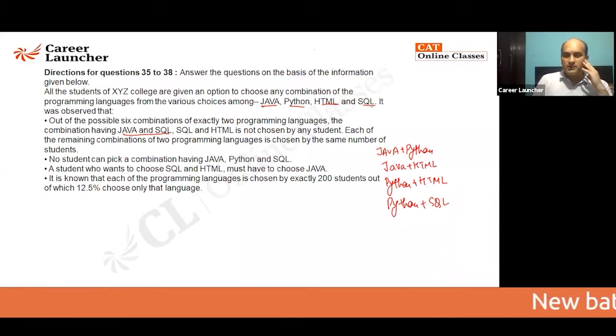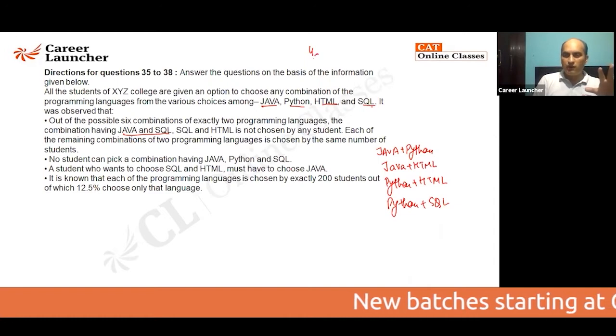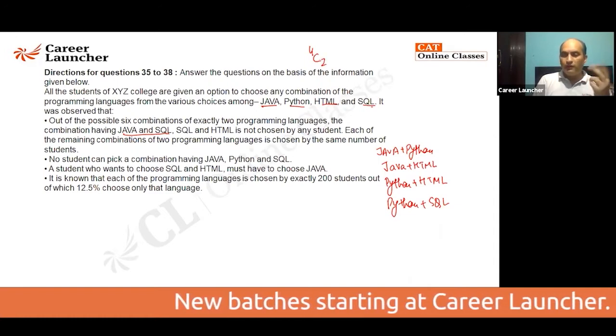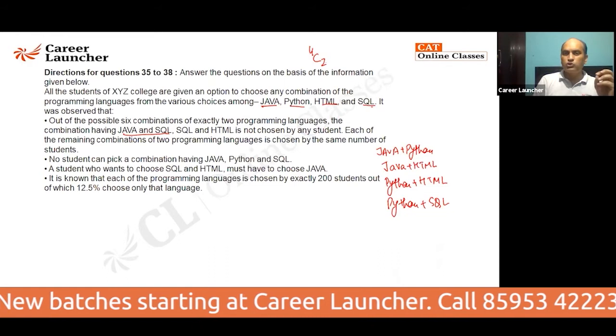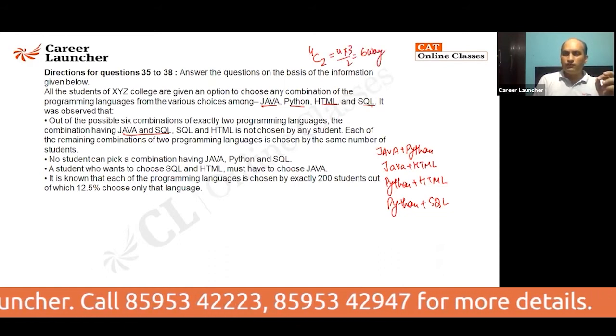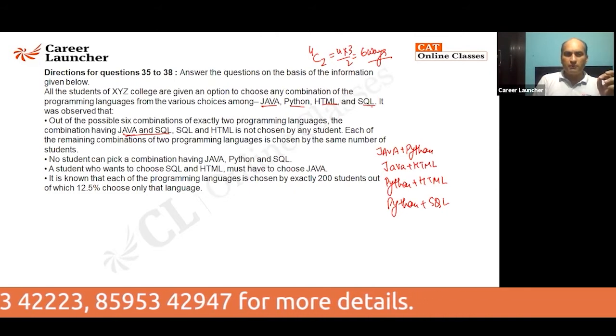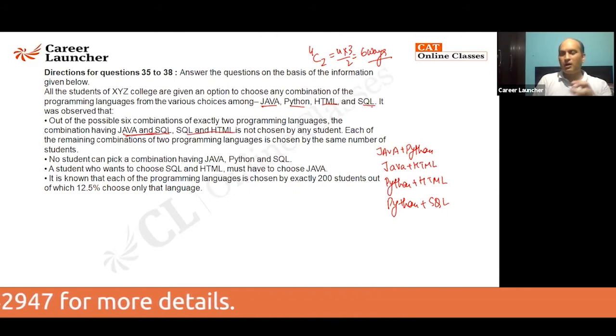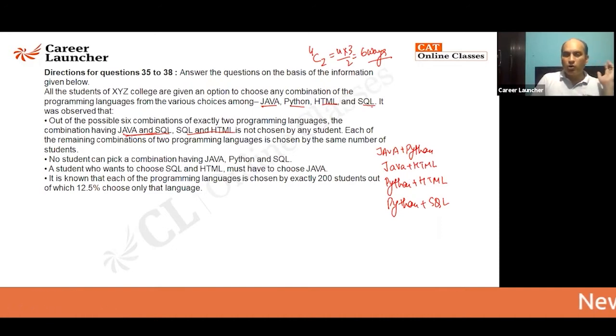Now all of you can see that there are 4 languages. If anyone wants to opt for 2, how many ways can it be done? It can be done in 4C2 ways, that is 4 into 3 by 2, which comes out to be 6 ways. Out of these 6 ways, the 2 ways of Java plus SQL and SQL plus HTML are not chosen by any of the students. So I'll say only 4 combinations will be there. I have written all those 4 combinations.